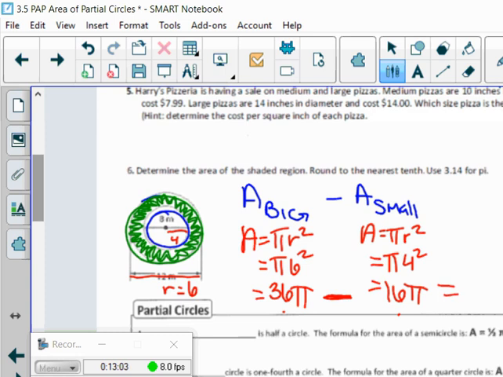36 minus 16 is going to give me 25. Okay, so now we still do multiply by 3.14. It's just we only have to do it once. Okay, so 3.14 times 20.